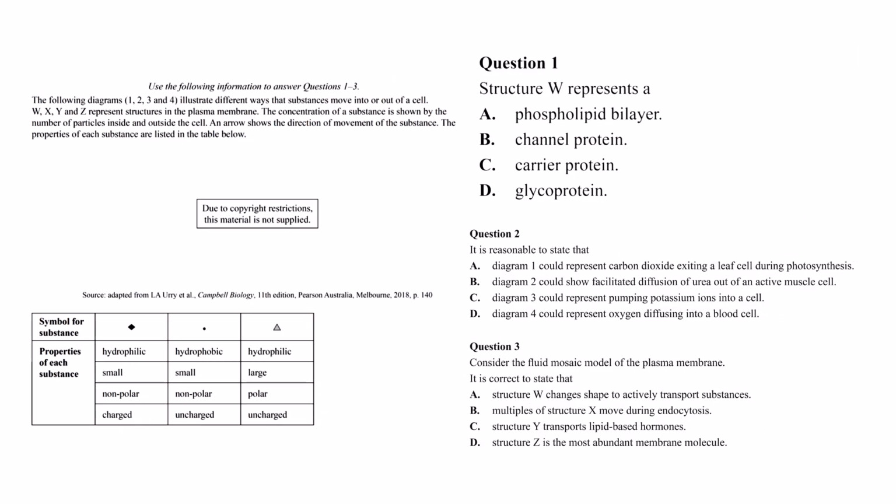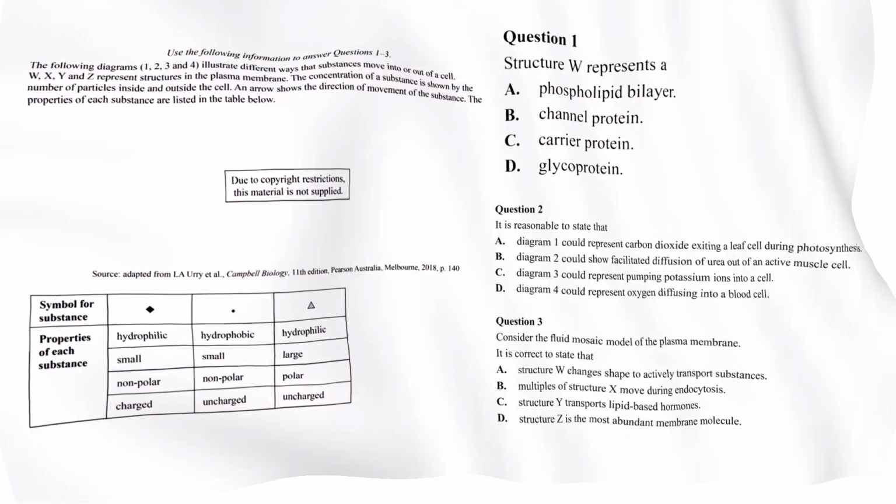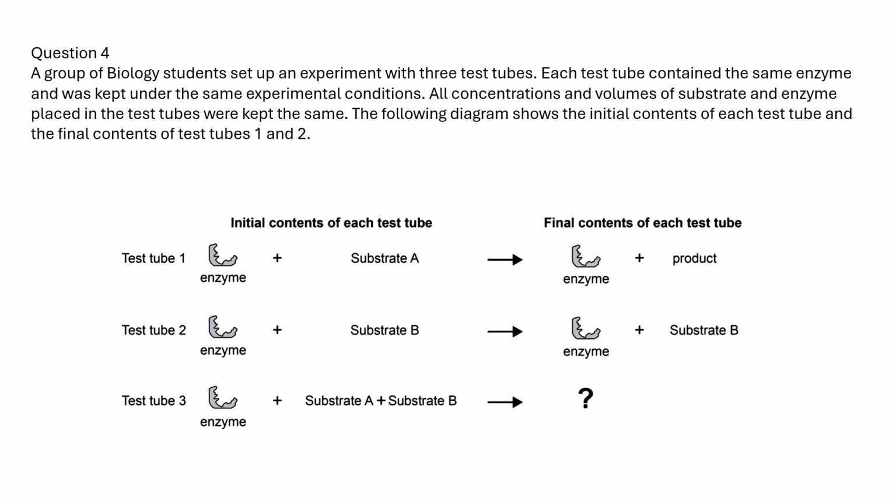Since the diagram is not provided, we cannot analyze questions 1, 2, and 3. There are 3 test tubes. Each test tube contains the same enzyme, but different substrates. Test tube 1 contains substrate A, test tube 2 substrate B, and test tube 3 contains both substrate A and B.